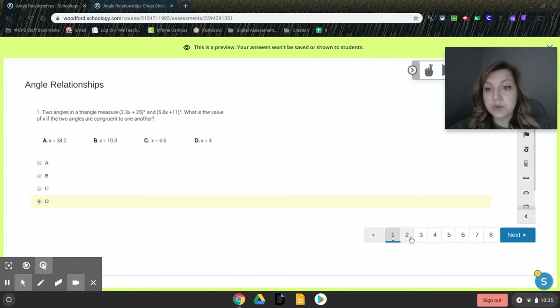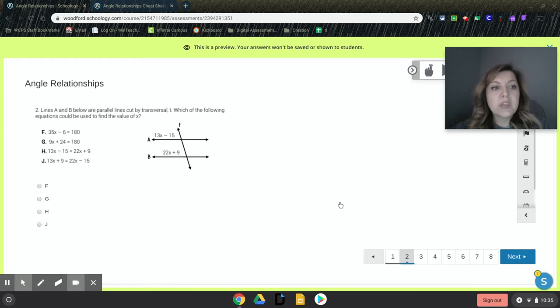All right, number 2. Lines A and B below are parallel lines cut by transversal T. Which of the following equations could be used to find the value of x?